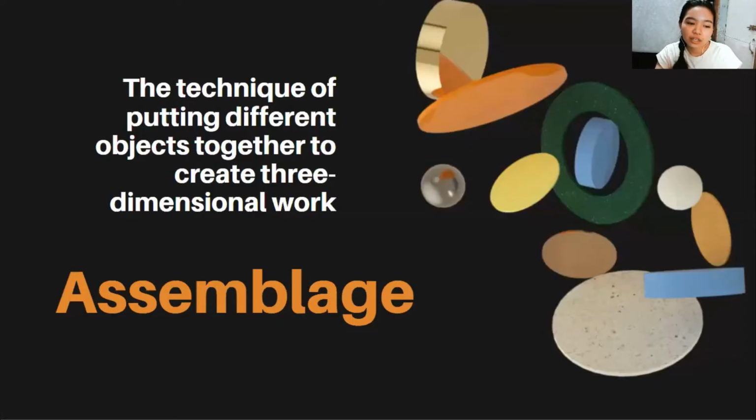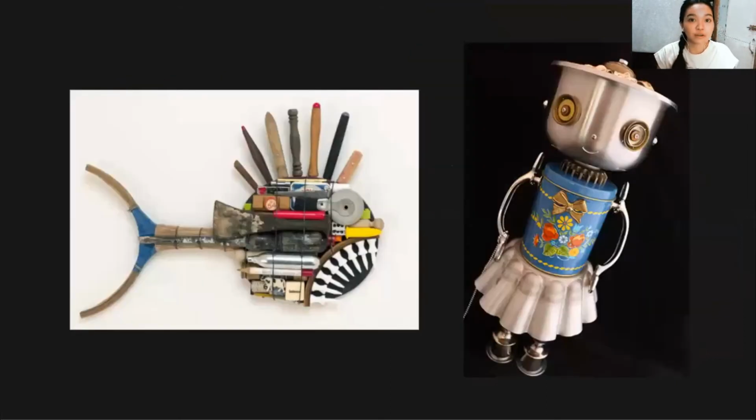In found object art, there is a concept of assemblage. It is the technique of putting different objects together to create a three-dimensional work. So it is kind of similar to collage. However, collage is just two-dimensional art. So assemblage is this one. It's an example of found object art.